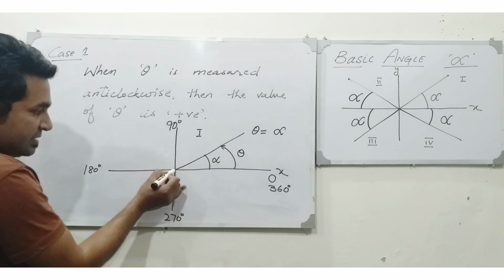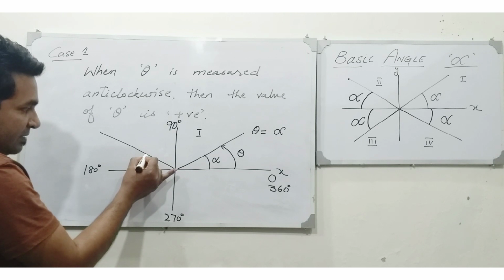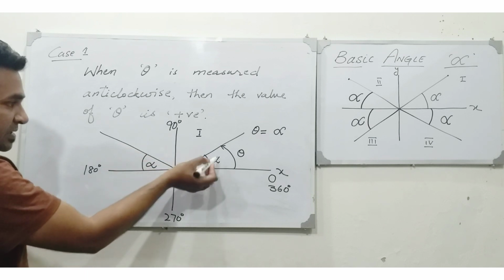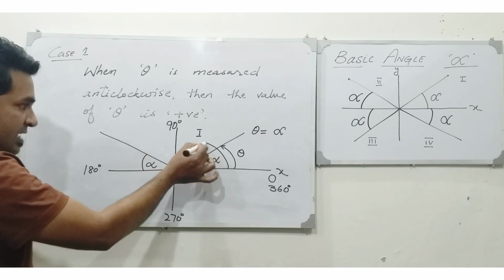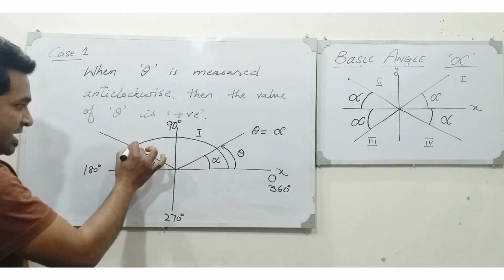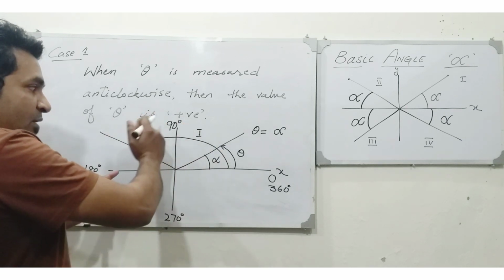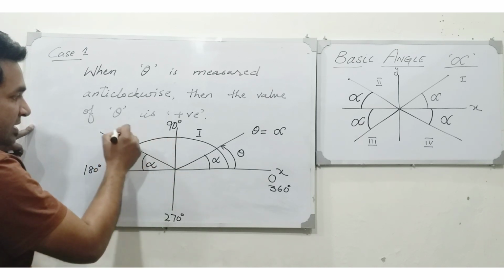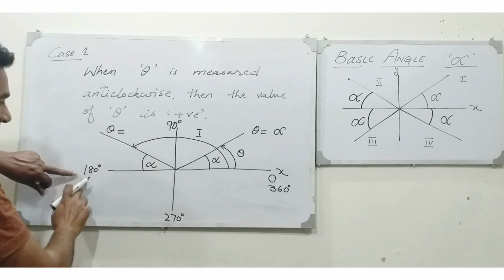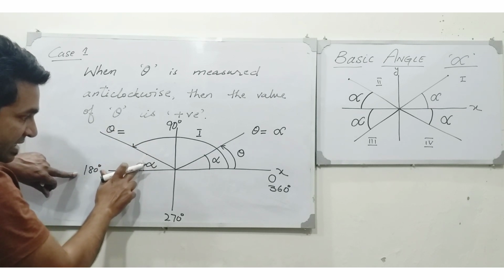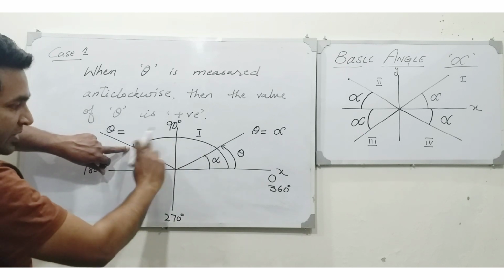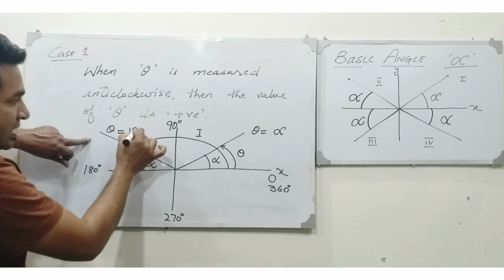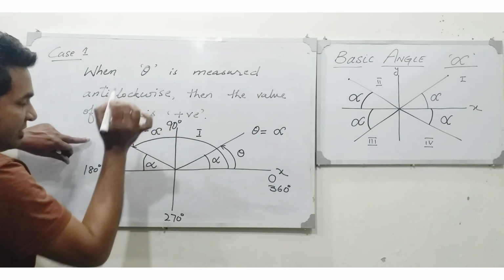When the basic angle is in the second quadrant, the value of theta, starting from 0 and moving anti-clockwise till this line, will be positive. If we find the value of theta, it will be 180 minus this angle, minus this basic angle. So if it is given in the second quadrant, then the value of theta is 180 degrees minus alpha.